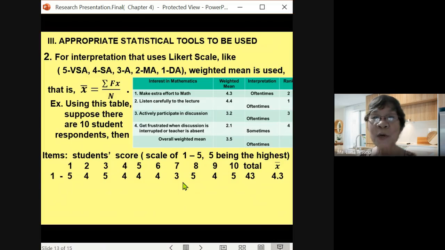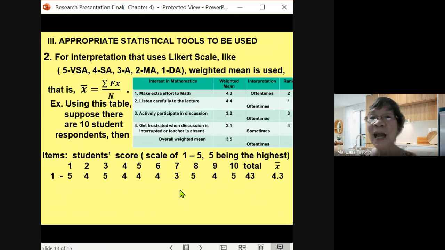Student 1 scored 5 for item 1, which is very strongly agreed. Student 2 scored 4, student 3 scored 5, student 4 scored 4, student 5 scored 4, student 6 scored 4, student 7 scored 3, student 8 scored 5, student 9 scored 4, and the last student 10 scored 5 for the first item.